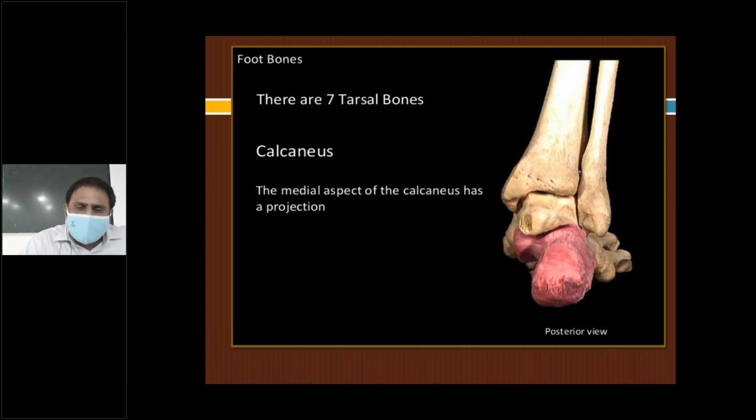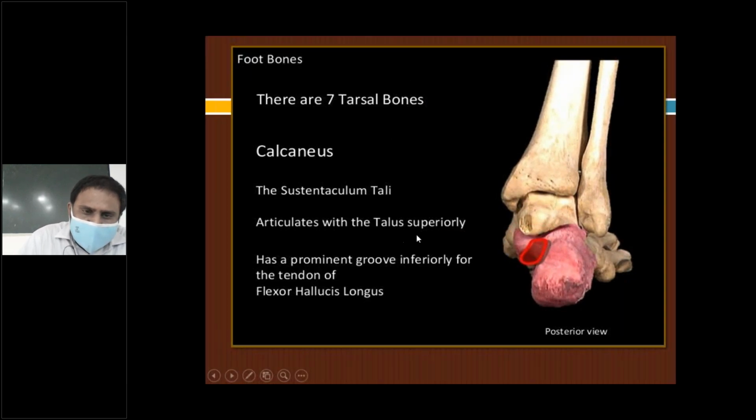The middle aspect of the calcaneus has a projection, a shelf-like projection. It is a shelf-like groove, that is the sustentaculum tali. It articulates with the talus superiorly, and has a prominent groove inferiorly for the tendon of flexor hallucis longus.